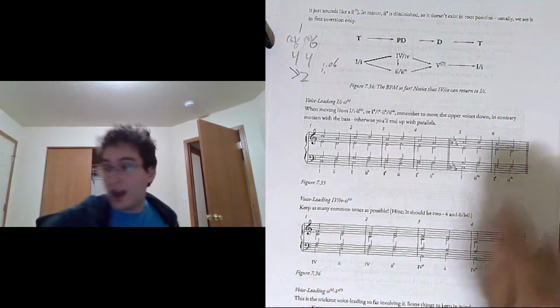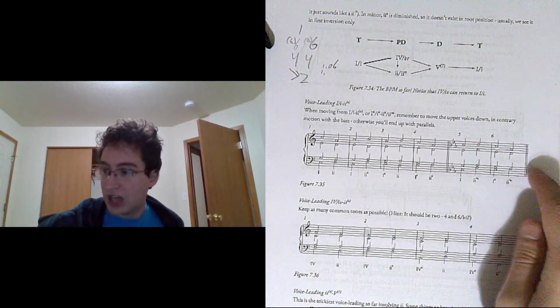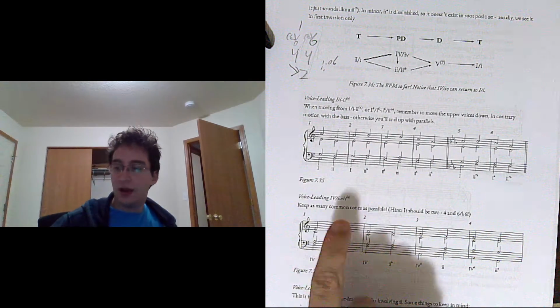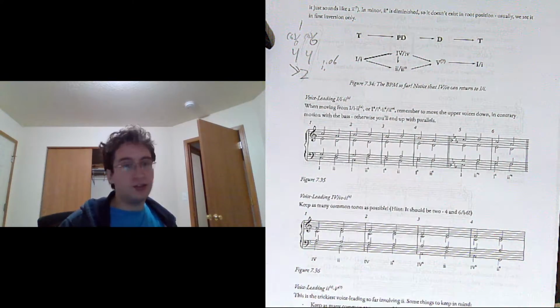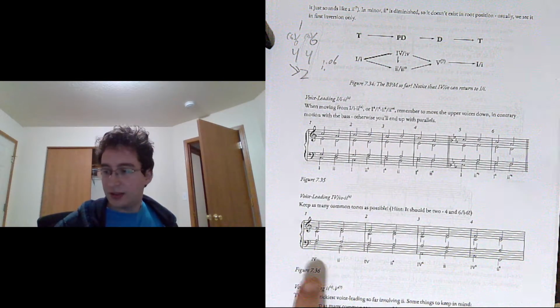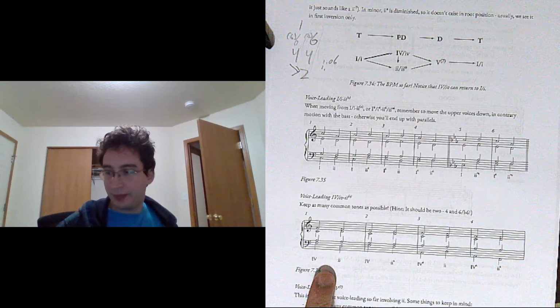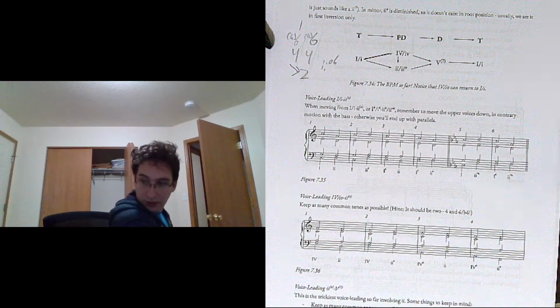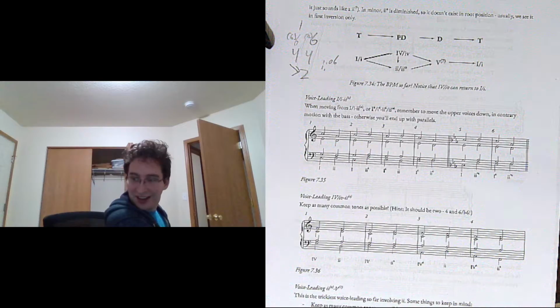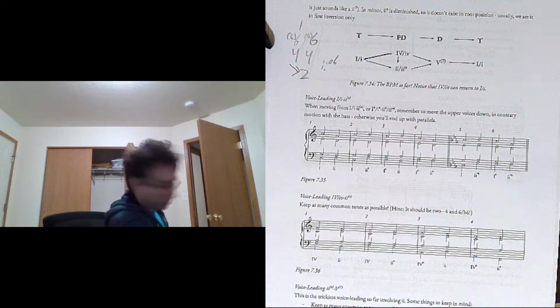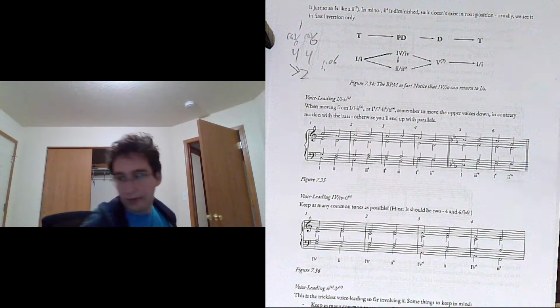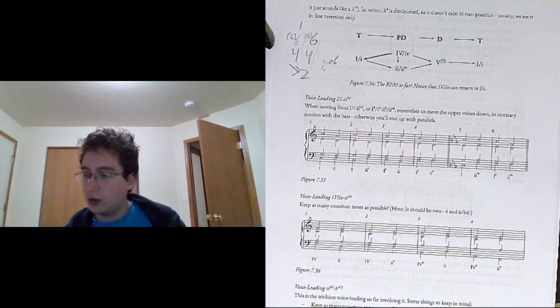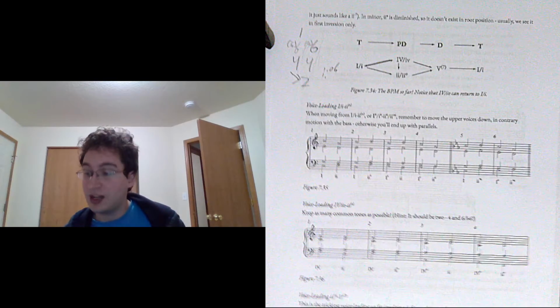And remember, with diminished triads, we want to double the bass, or the third of the chord, which happens in both of these instances. From 4 to 2, we already said there are so many common tones, so just keep as many common tones as possible, which should be 4 and 6 or flat 6. So, beautiful. Literally only the alto moves there. So that's pretty straightforward.